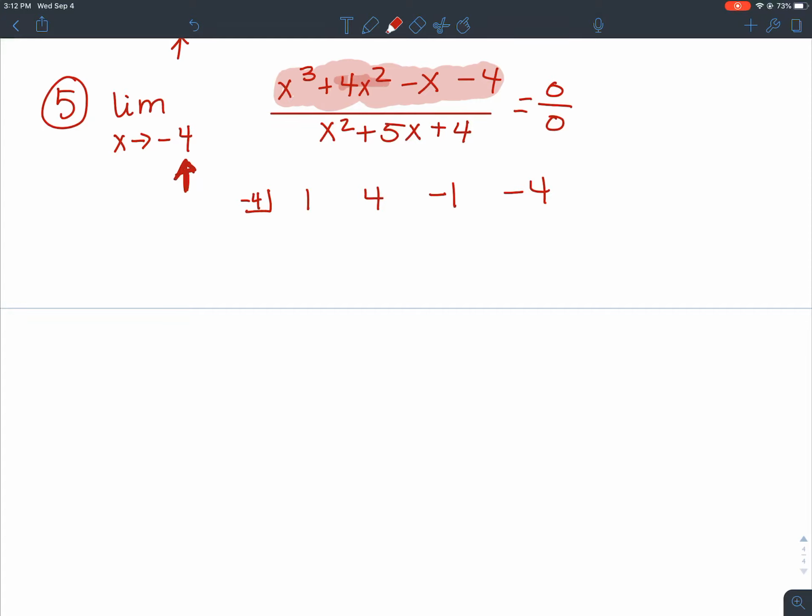I'm not missing anything. I have a cubed. This right here, there's a 3. That's what I'm looking at. There's a squared, there's a linear term, and then there's a term that has a nothing. 3, 2, 1, none. Okay, it goes in order. If that x squared was missing, I would have put a 0. All right, drop it down. Multiply. Add. Multiply. Add.